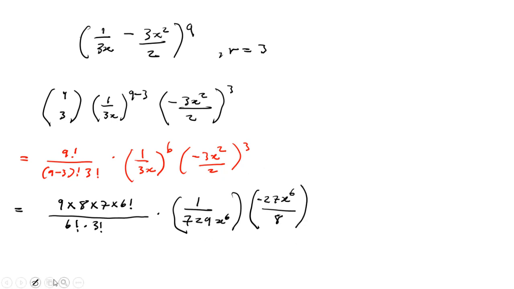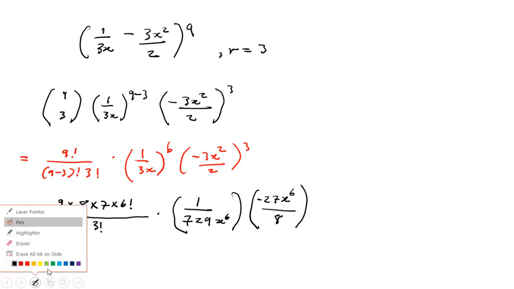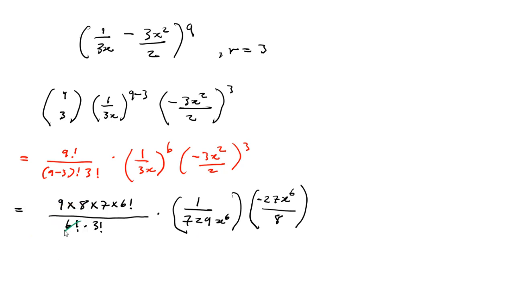Okay. With that being done, what you can now simply do is cancel that one and that one because they are the same. Then this and that one, they can cancel. And then you can check, can 27 go into 729? The answer is yes. It can go there 27 times. So in such a case, this one will be 1 and that one will be 27. And then you are going to just say 8 times 27.